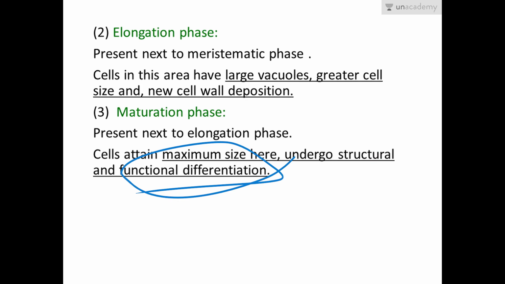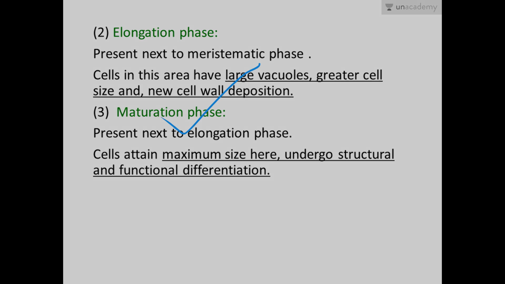What does this structural and functional differentiation mean? That they undergo the development that is required for them to perform a specific function as a specific structure of an organism or the organ or the part of the plant. So that's where they undergo the differentiation along the maturation phase. So these are your phases of growth.